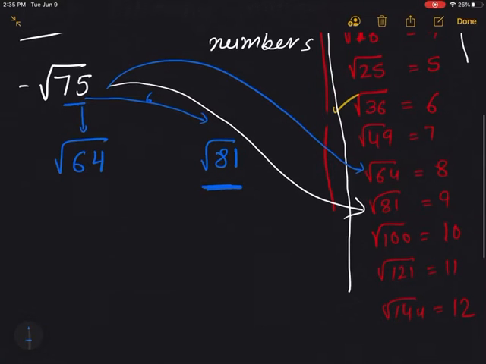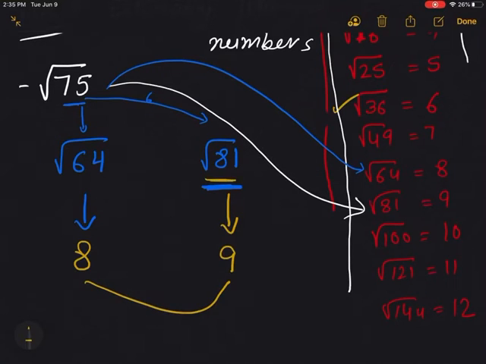Okay, so what's the square root of 64? It's 8. Square root of 81, it's 9. So if I say my answer is in between these two, and since 81 is closer to 75, my answer would be more towards this. So I would say it's something around 8.66. Here you go. And then finally, it asks you to check by using your calculator. You could do that. So this would be my answer.